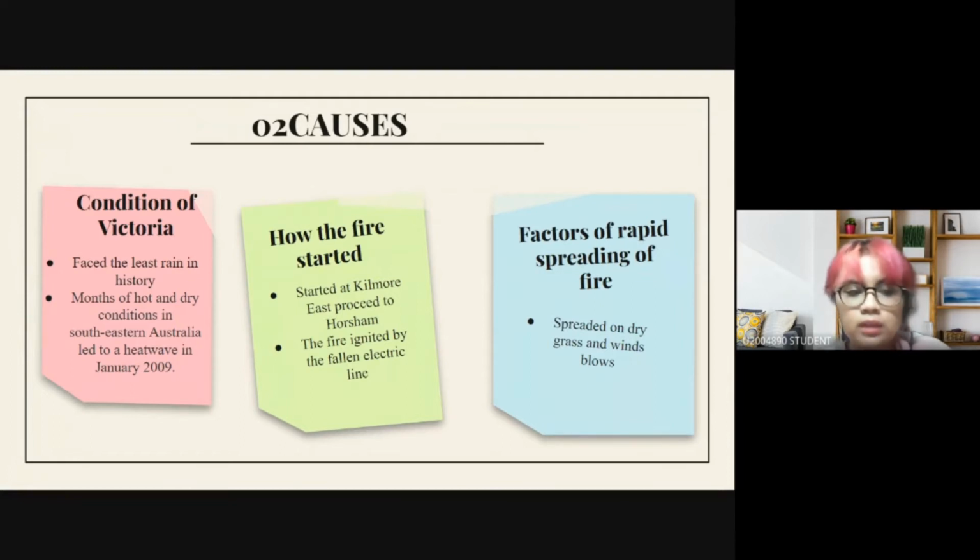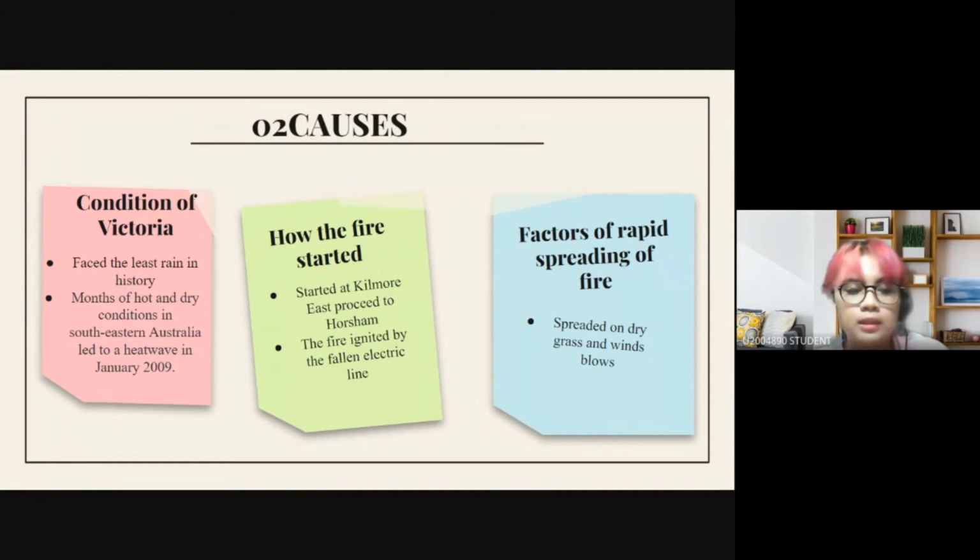The condition of Victoria, like in the introduction part: Victoria faced the least rain and the highest temperature in history during the time, with months and months of hot air and dry conditions. In southeast Australia, it led to a heat wave in January 2009. So for the second part, the fire started in Kilmore East, which proceeded to Horsham.